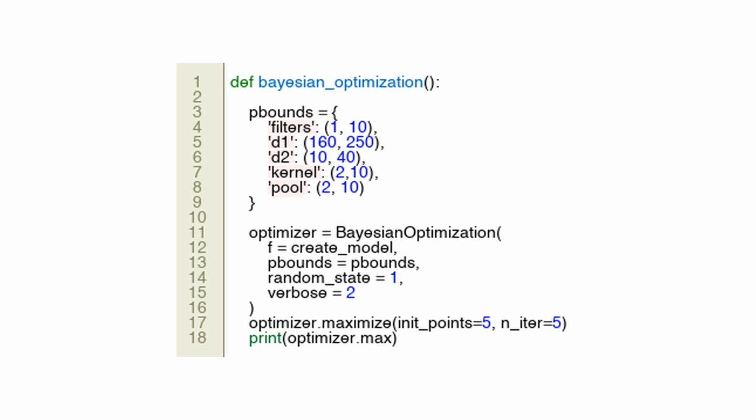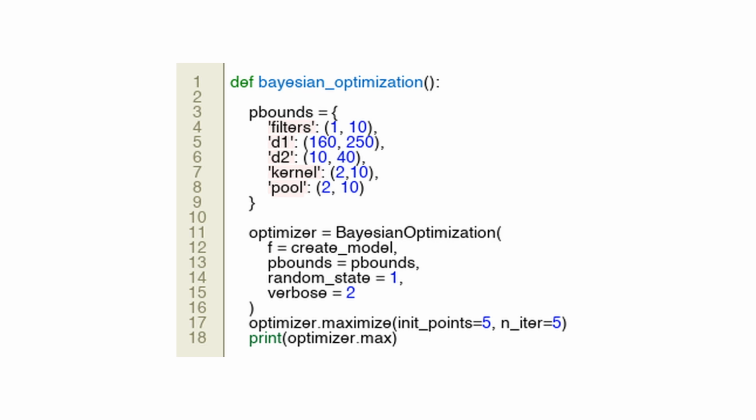This is a dictionary that maps each parameter to a tuple, representing the lower and upper bounds within which the Bayesian optimization should search. The parameters are filters, D1, D2, kernel, and pool, each having their respective numeric range defined. An optimizer object is then created from the Bayesian optimization class. This object takes as input a function createModel, which it will optimize, the parameter bounds p-bounds, a random state, for reproducibility of results, and a verbose level, which determines how much information is printed during optimization.